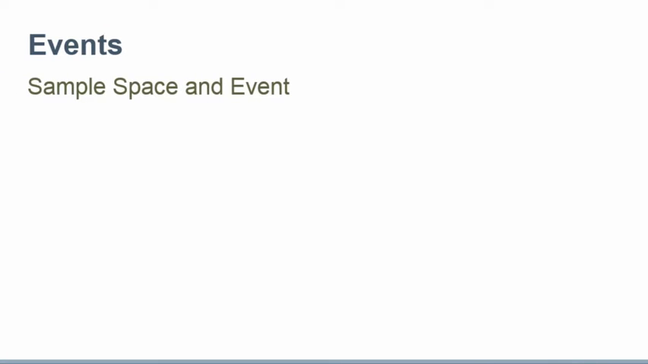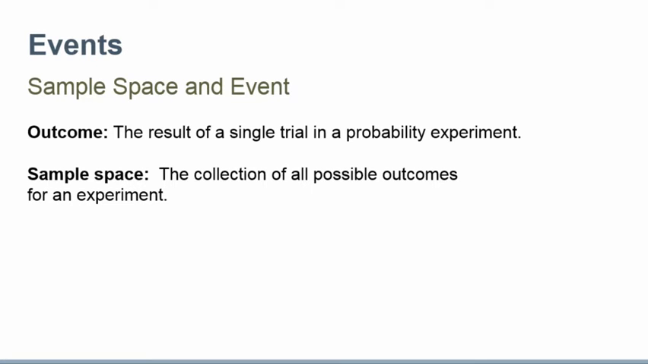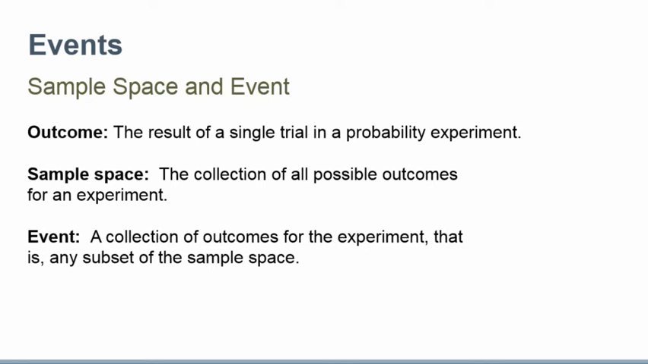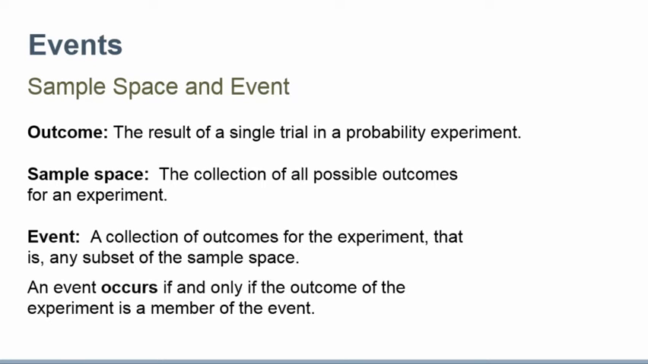Events, sample space and event. Outcome, the result of a single trial in a probability experiment. Sample space, the collection of all possible outcomes for an experiment. Event, a collection of outcomes for the experiment, that is, any subset of the sample space. An event occurs if and only if the outcome of the experiment is a member of the event.